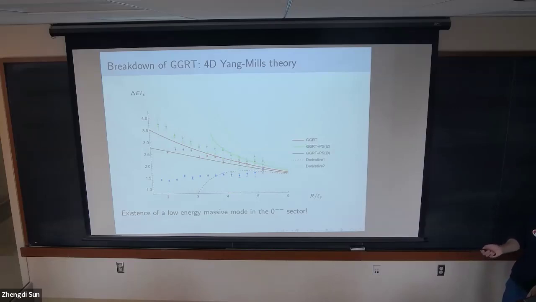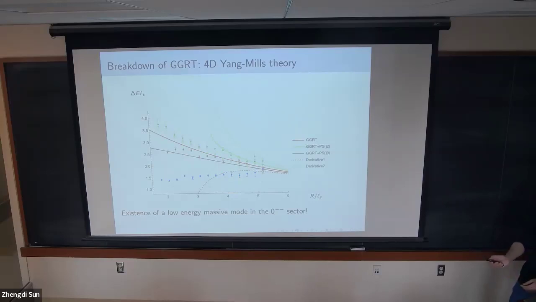The red line is the so-called GGRT spectrum, which is what we expect it to be close to. Of course, there are higher order corrections, so it will not be exactly the same. But we see that although the brown dots and green dots align pretty well with this red line, there is a complete outlier, which is given by the blue dots. And these blue dots are the spectrum in the 0 minus sector. So like both parity minus.